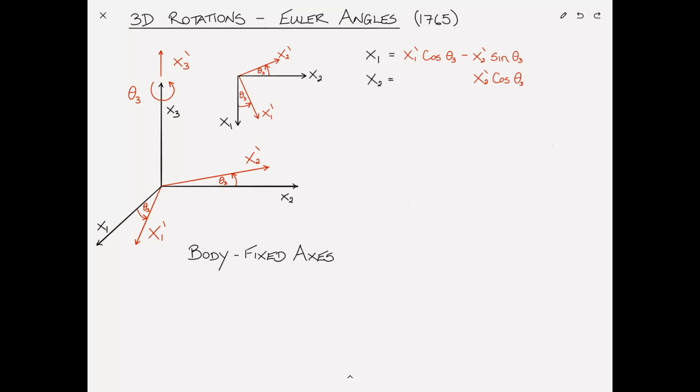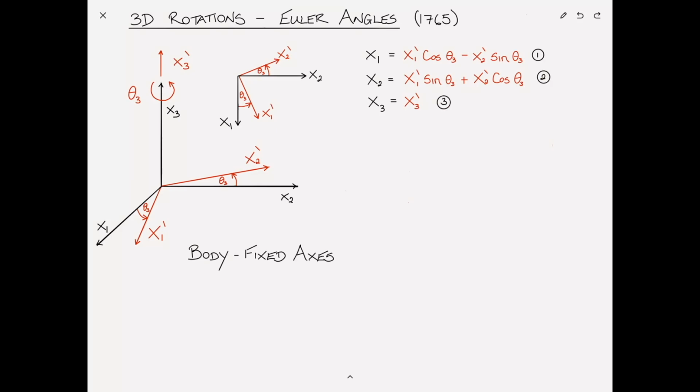3 plus x1 prime times sine of theta 3. And why is this one plus? Because the component of x1 prime projected in the x2 direction is in the positive x2 direction. And then, of course, x3 is equal to x3 prime because both those axes point in the same direction. Let's give these some numbers, 1, 2, and 3.